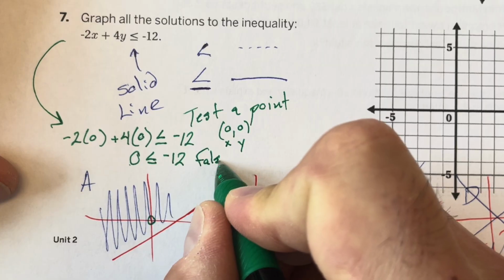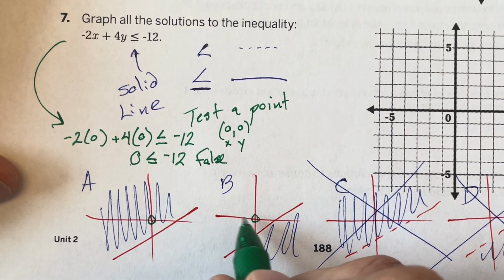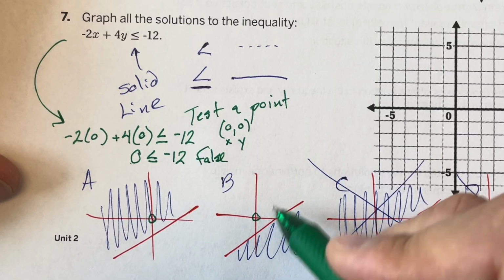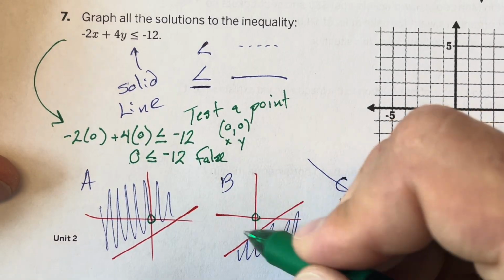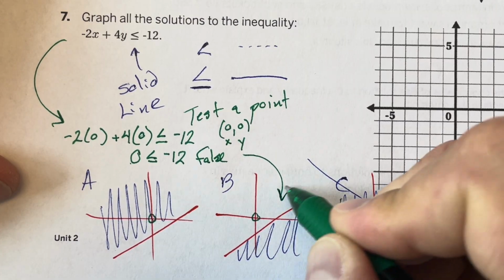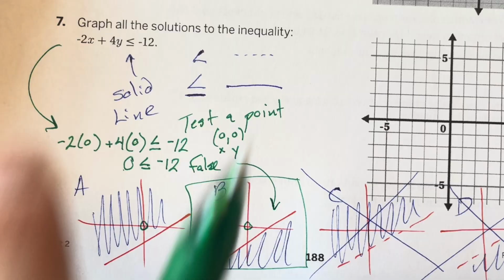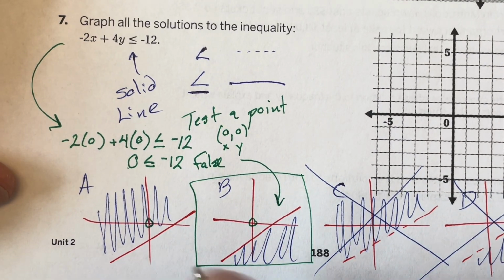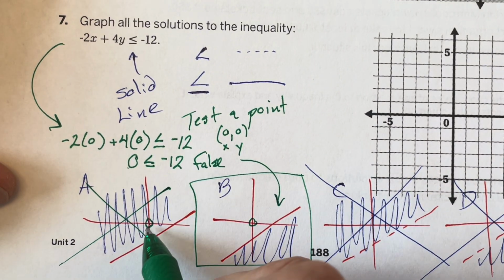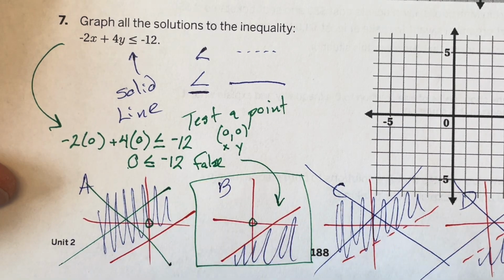Because that's false, that means that the point (0, 0) is not a solution. It's not in the shaded area. So it's got to be this one, where the shading has to be on the opposite side. This graph is the one that represents this set of solutions, not A. We ruled out A because A would have (0, 0) in there. If the symbol were flipped, then that would be true.